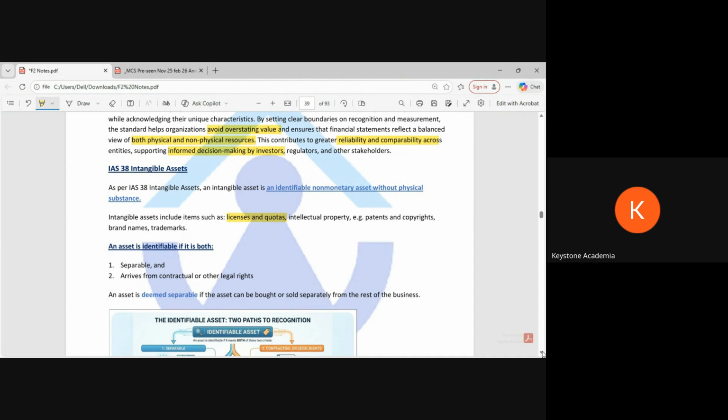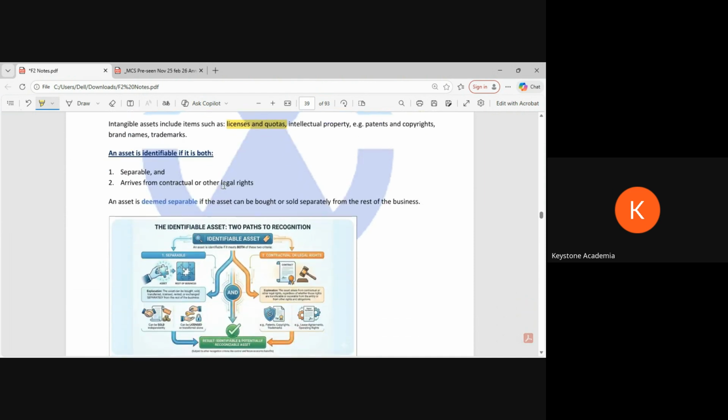An asset is identifiable if it is both separable and arises from contract or other legal rights. Separable means separately also it should have a value. This license should have value separately also. This patent should have value separately also. It is not attached to the physical world. Then, arising from contract or other legal rights: we can have a legal right, we can give a contract to them, or we have taken it by a contract, or we have a legal right to use it.